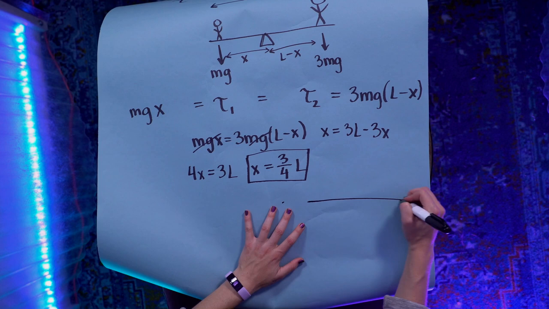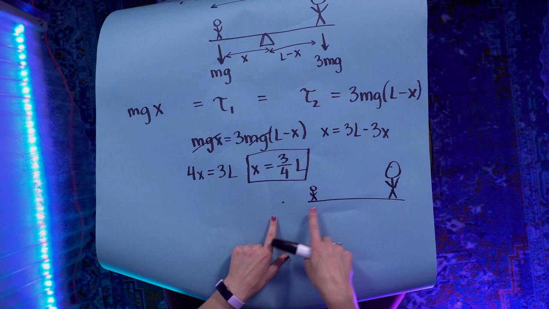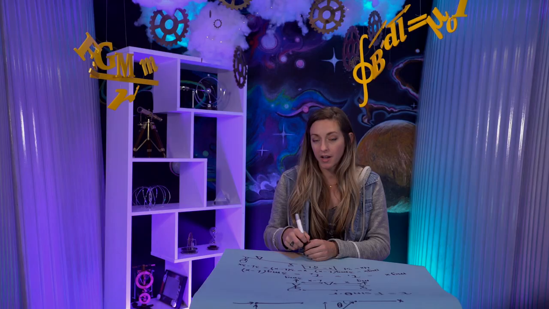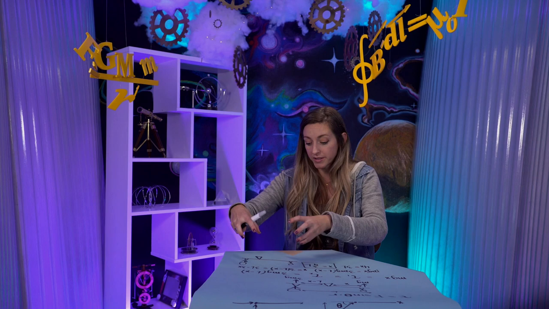Draw my teeter-totter again. Whoa. So in order to balance my teeter-totter, I should put the fulcrum 3/4 of the way. Oh, there's like a half, there's like 3/4. 3/4 of the length of the seesaw away from me and 1/4 of the length away from her. And the place that we put the fulcrum is actually the center of mass of this whole seesaw system with me and the tetherball player.